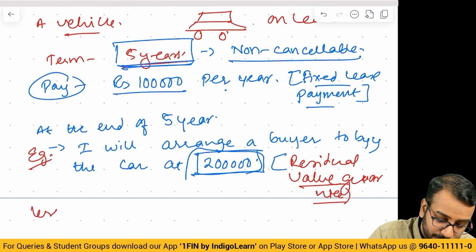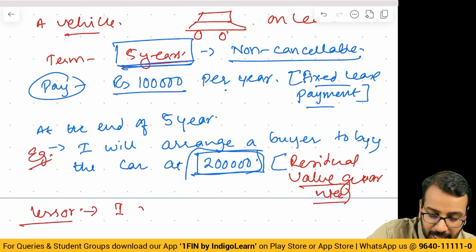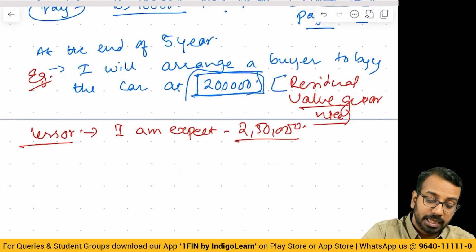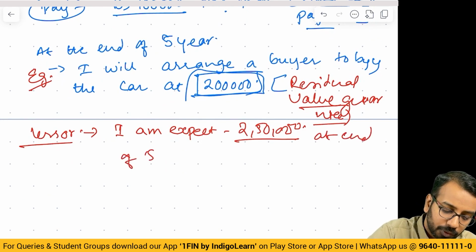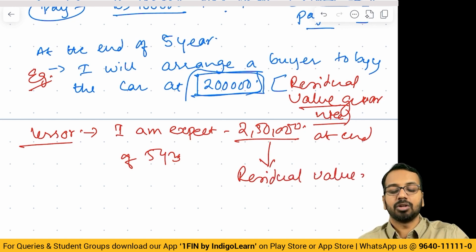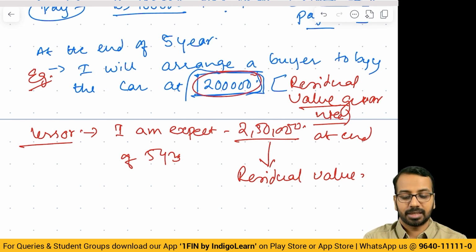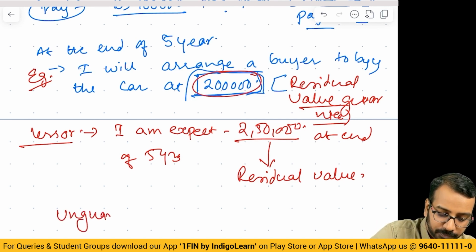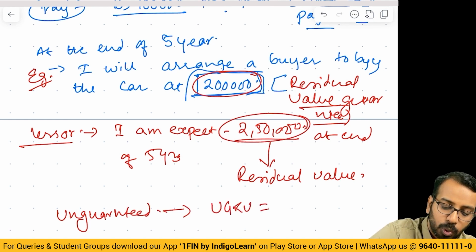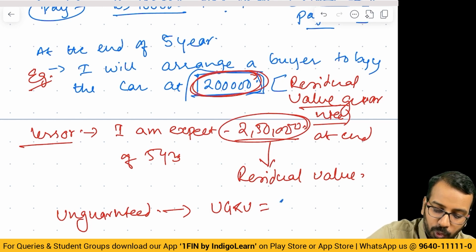But the lessor says, I expect 2,50,000 at the end of 5 years. This 2,50,000 is the total residual value. What is the guaranteed portion? 2 lakhs. So what is the unguaranteed portion? Unguaranteed residual value is 2,50,000 minus 2 lakhs, that comes out to 50,000.